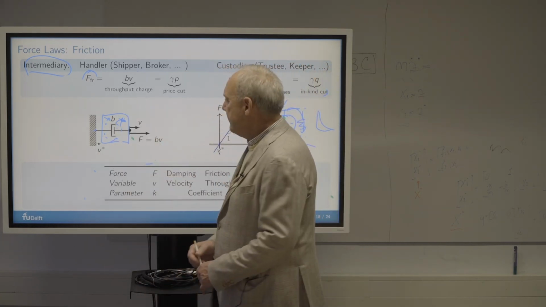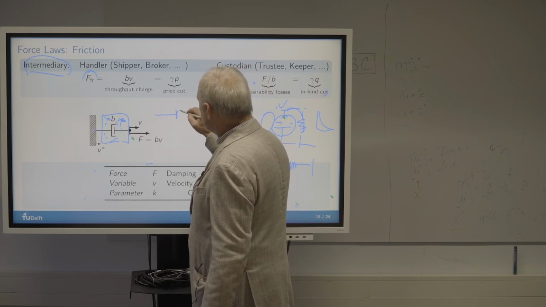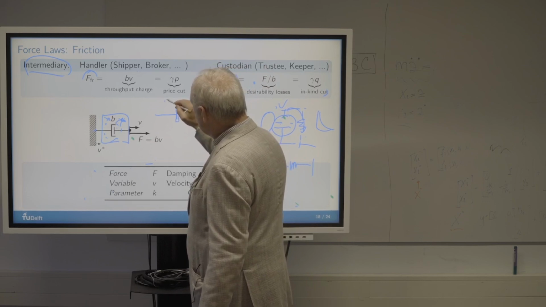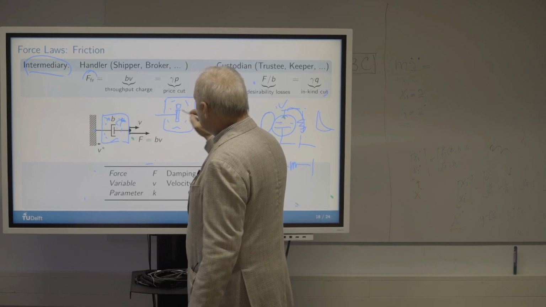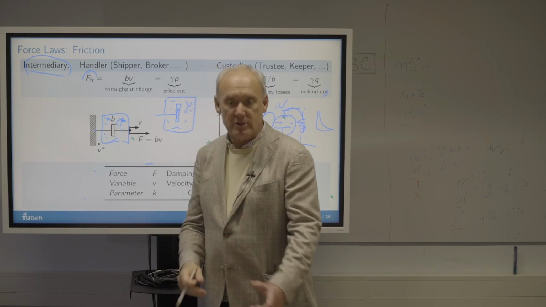And this damper, if you look at it closely, how does it look? There's a little plunger here with a little hole in it, and then they have this big, fat oil bath around it. And where does the energy go? Well, it goes into heating up. This thing gets hot.